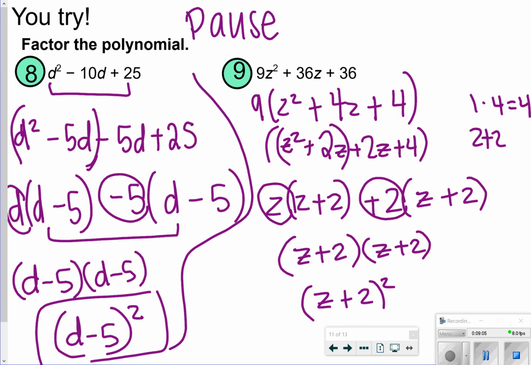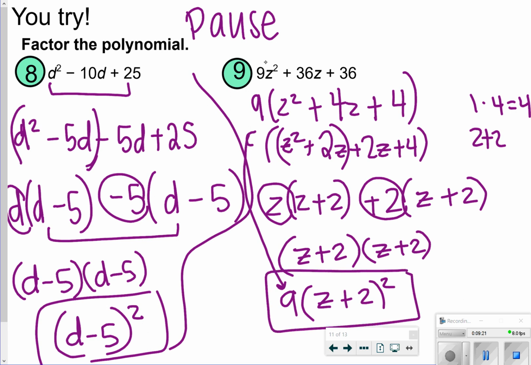but then I would also need to include that 9 that I factored out. So what I'm going to do is bring that down and just put it on the outside of my binomial. Okay? So again, if the numbers are too big and you can factor out a GCF first, always try to factor out the GCF first and then factor by grouping.